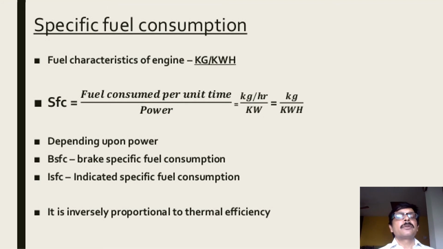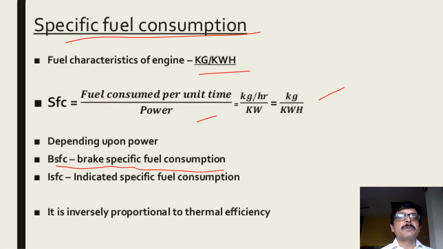Another important parameter is specific fuel consumption. It is the fuel characteristic of the engine, measured in kg per kilowatt hour. It can be calculated by the formula fuel consumption per unit time upon power, and then we get kg per kilowatt hour. If you take the brake power, then we get the brake specific fuel consumption. If you consider the indicated power, then we get the indicated specific fuel consumption. It is inversely proportional to the thermal efficiency.